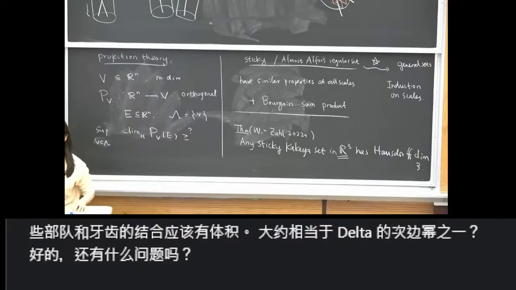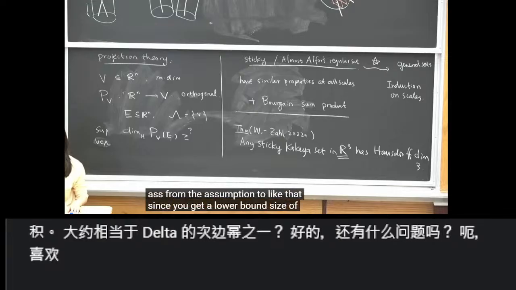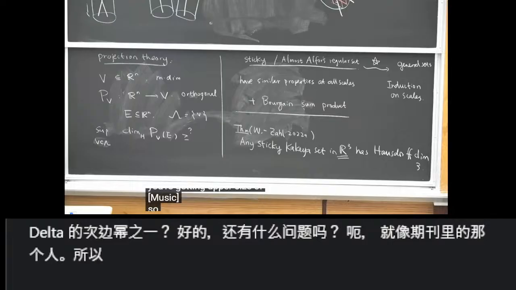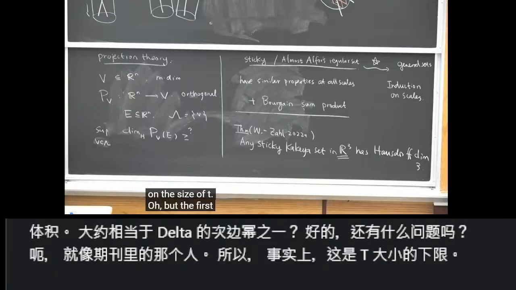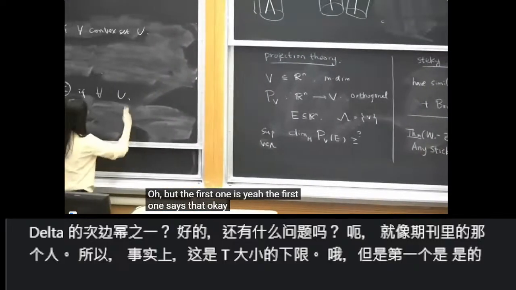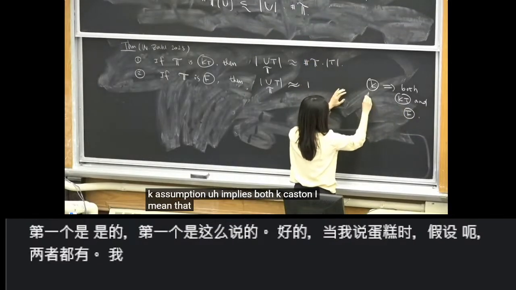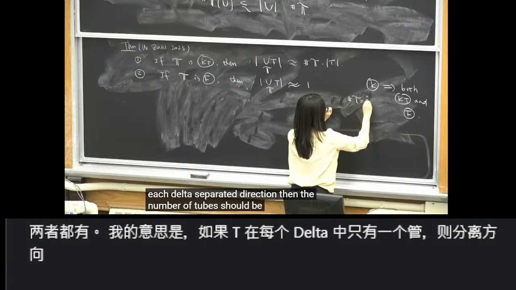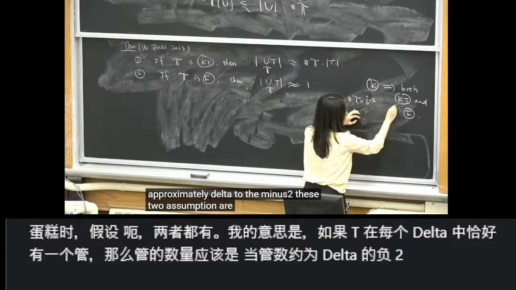Yes? Maybe this is better for after, but can you quickly say how you go from the Kakeya assumption to, like, that first seems to be a lower bound on the size of T, and then here you're getting an upper bound on the size of T? So this is, in fact, a lower bound on the size of T. Oh, but the first one is... Yeah, when I say the Kakeya assumption implies both, I mean that if T has exactly 1 tube in each delta-separated direction, then the number of tubes should be delta to the minus 2. When the number of tubes is approximately delta to the minus 2, these two assumptions are equivalent.